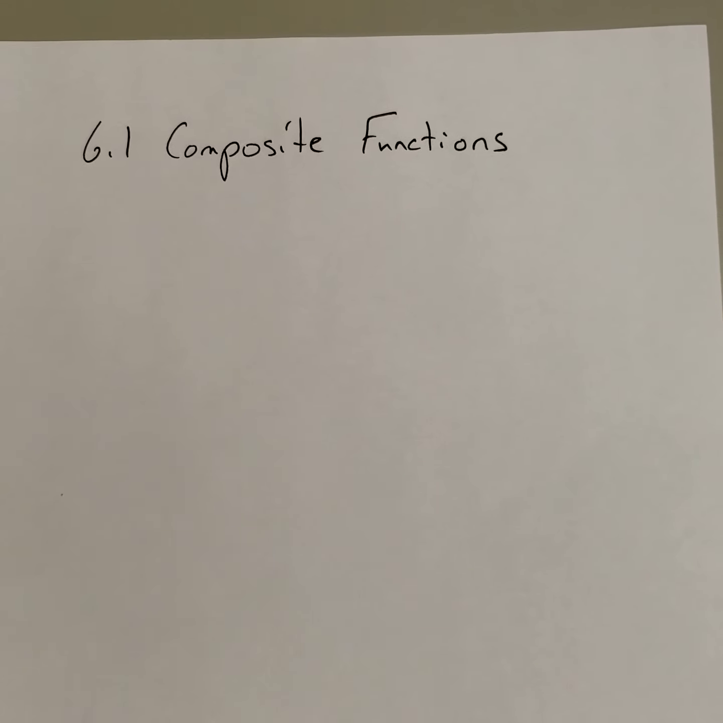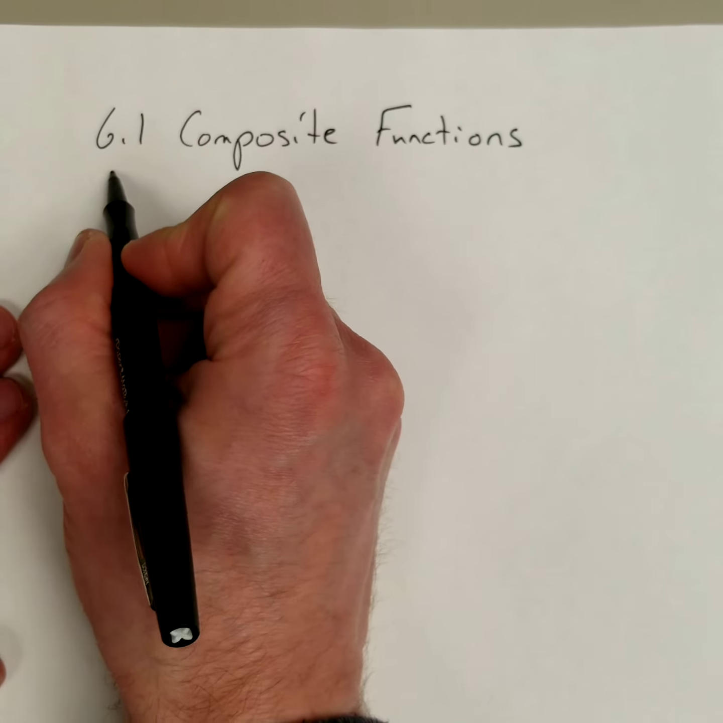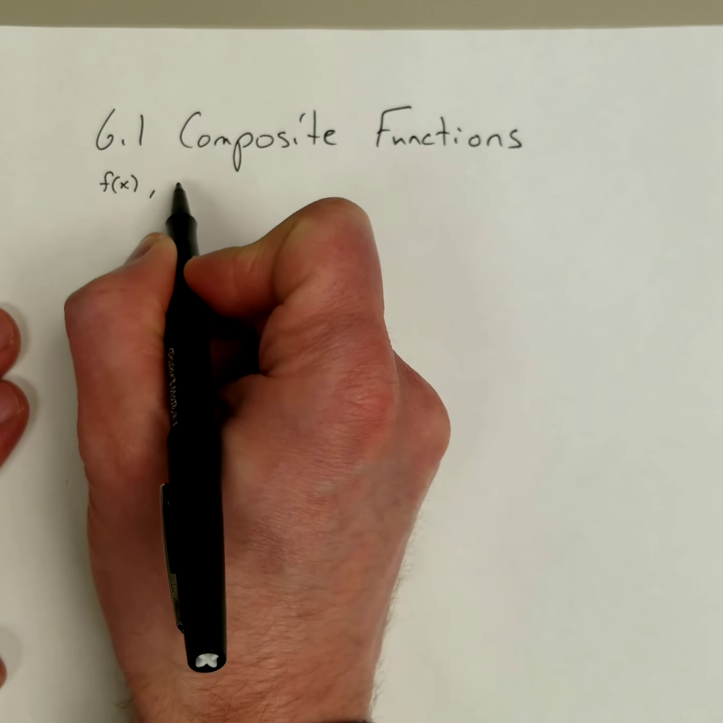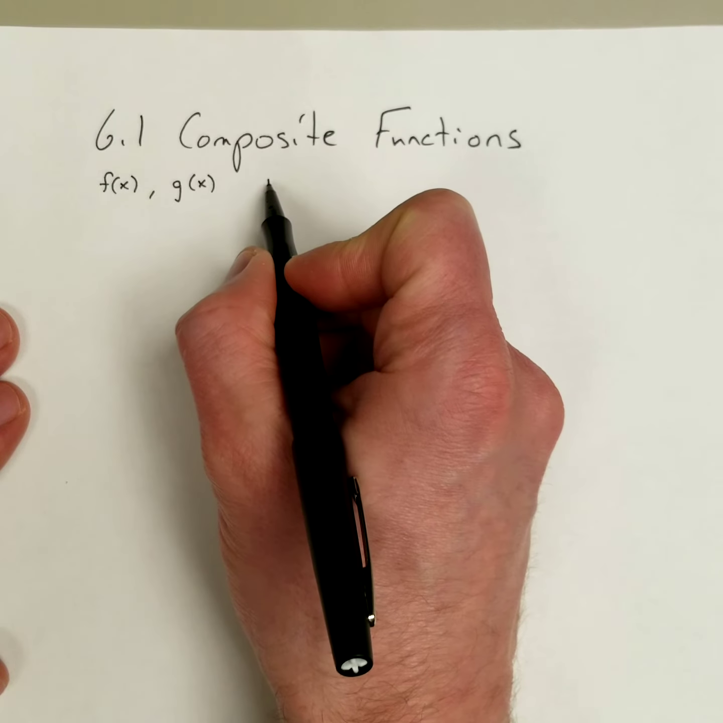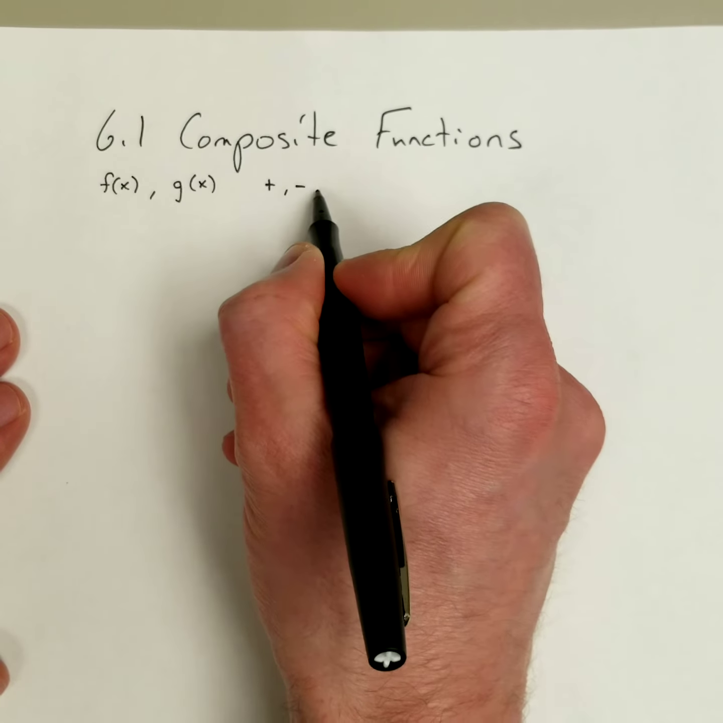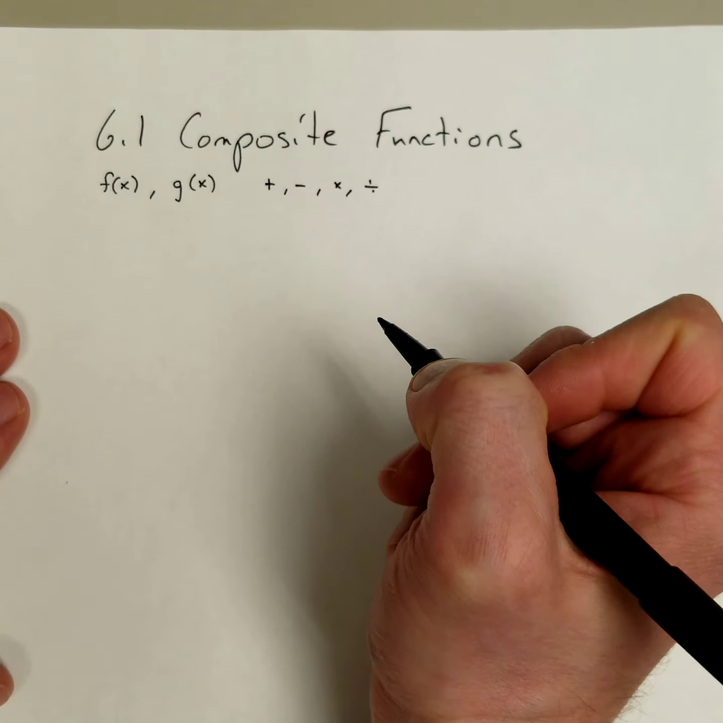Alright, in this video we're going to talk about composite functions in section 6.1. Now, when we've dealt with functions in the past, we've seen things like f of x, a function notation, g of x, h of x, whatever letter we want to use. We were able to plug in inputs, find outputs, and then we also looked at combining functions. We looked at adding functions together, subtracting, multiplying, dividing, all these different operations.